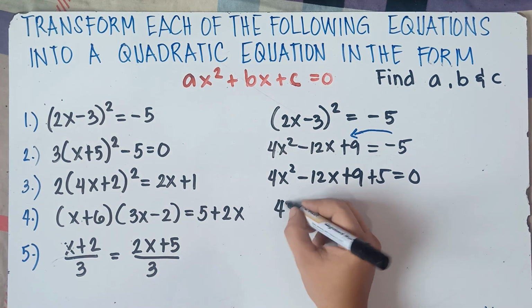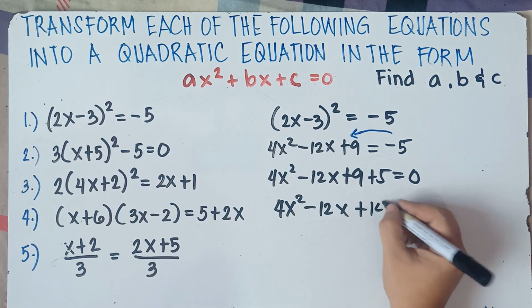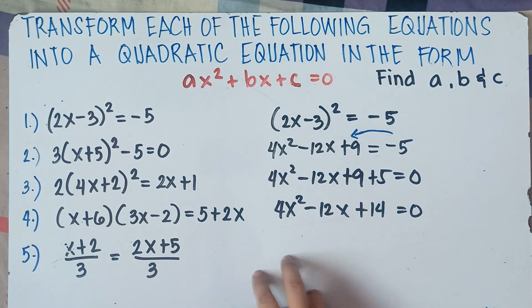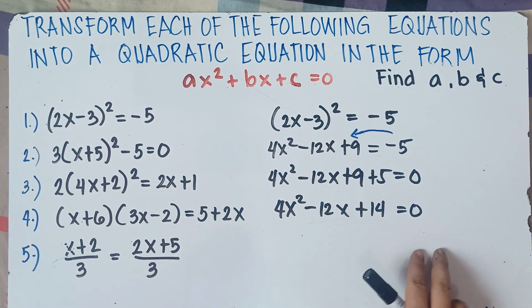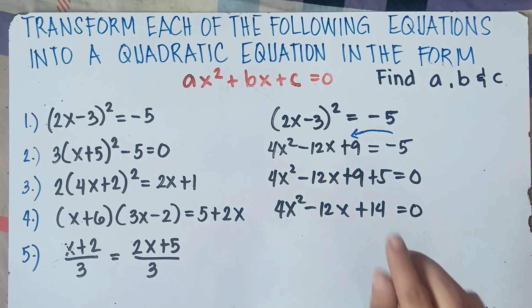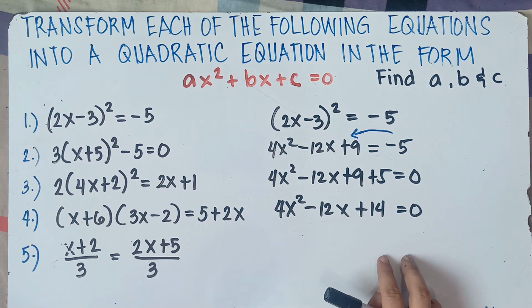Alright, then copy 4x squared minus 12x. 9 plus 5, that's positive 14 equals 0. That's it, class. So always check, class, before you conclude that this is your final answer, if you can reduce the equation. Can we reduce this one? Do we have a greatest common factor with 4, negative 12, and 14? Because if we can reduce, class, we need to reduce the equation. Can we reduce this one by 2?